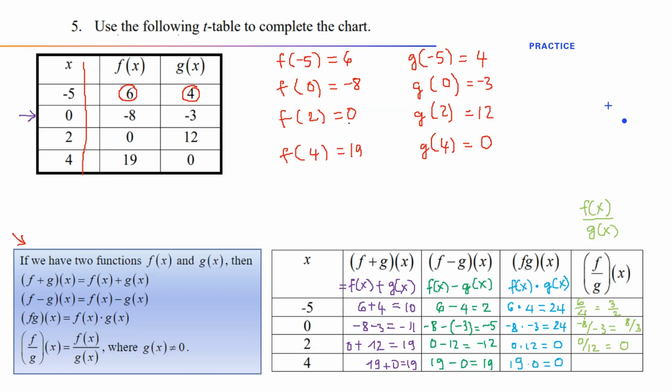Now the last one, we have f of 4 divided by g of 4, that's 19 divided by 0, that is undefined. We cannot have 0 at the denominator. The denominator has to be different from 0. If it equals 0, it means undefined. That's why we have right here that g of x has to be different from 0. That is the condition.